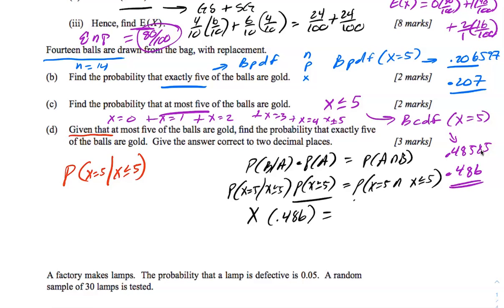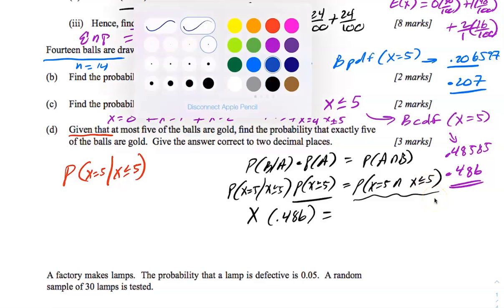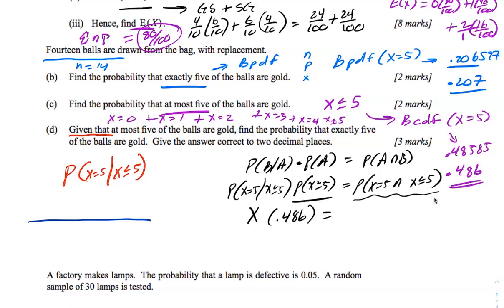And then this we got to think about. What's the intersection of x equals 5 and x is less than 5? What do they have in common? Sometimes I like to do a number line for this. So I think it helps the idea.